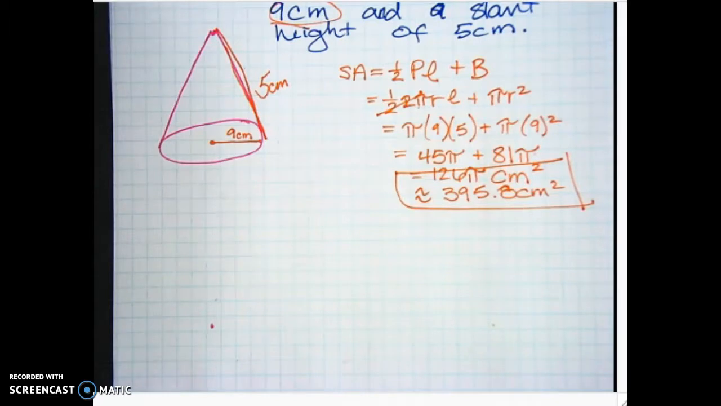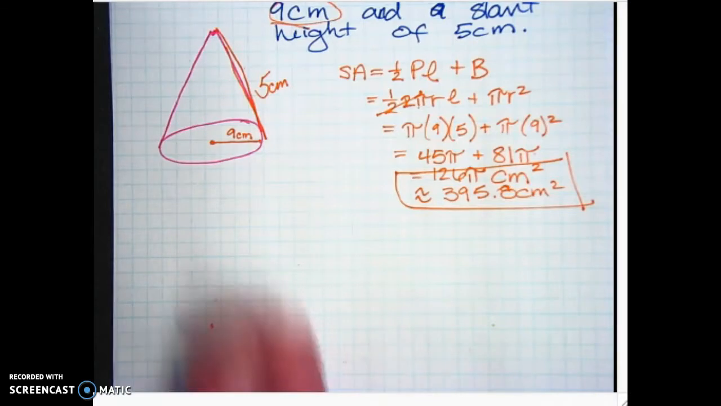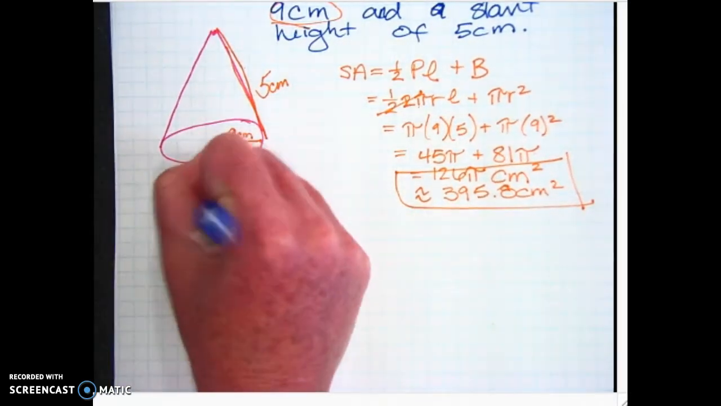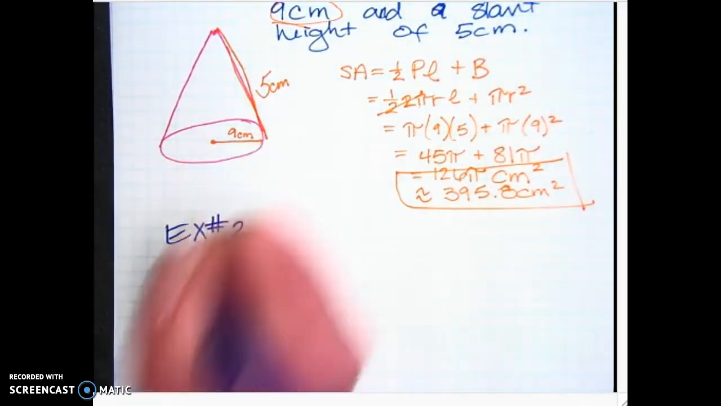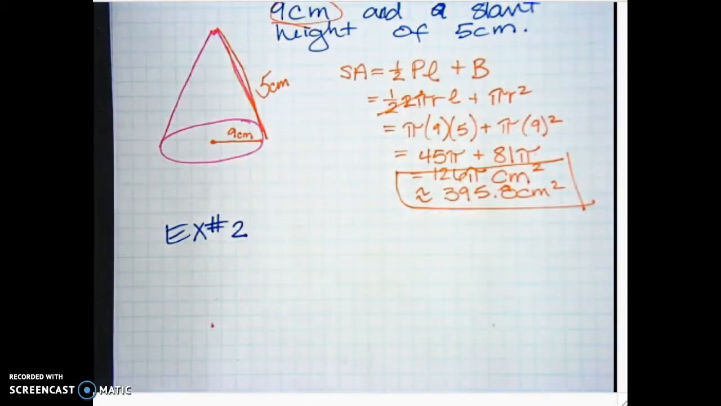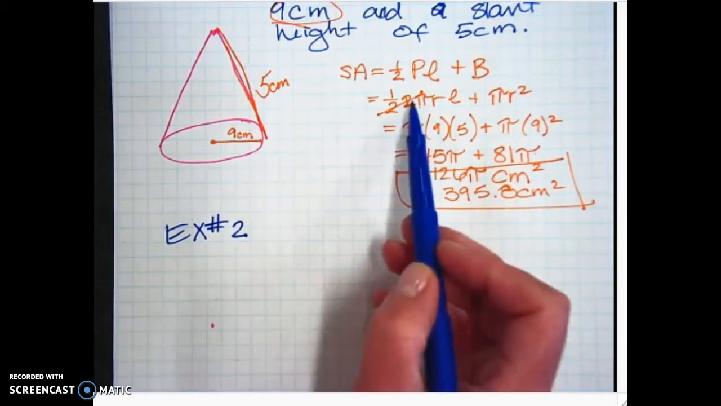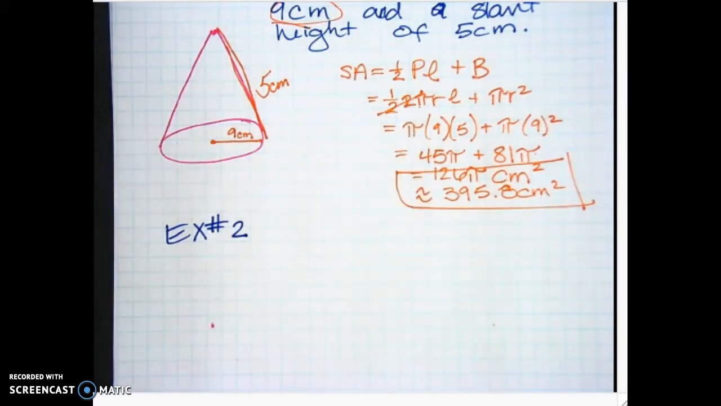Any questions on example number 1? Thank you. We're good? All right. Marion, it's for right now. Yeah. Half of 2 is 1. Yeah. Good question.